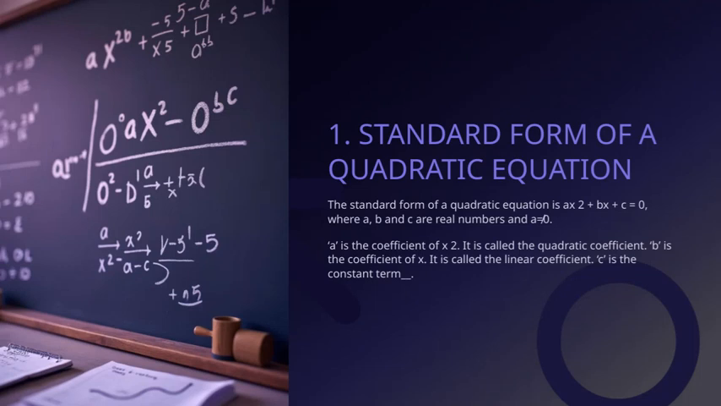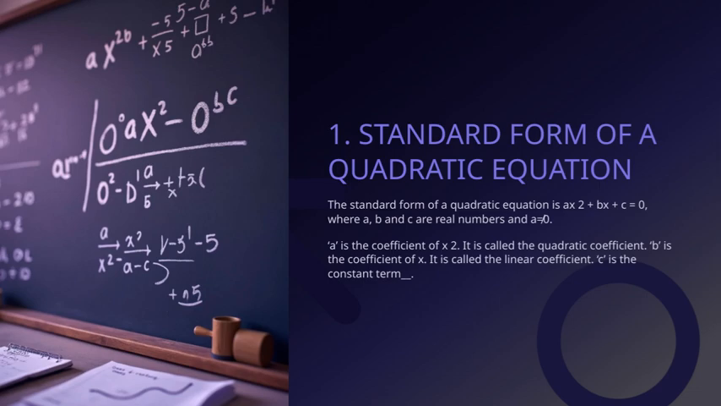The term a is the coefficient of x squared. We call this the quadratic coefficient because it's attached to the x squared term. Next, b is the coefficient of x, and this is known as the linear coefficient. It's called that because it's linked to the x term, which is linear. Then, c is the constant term, which is just a number without any variable attached.